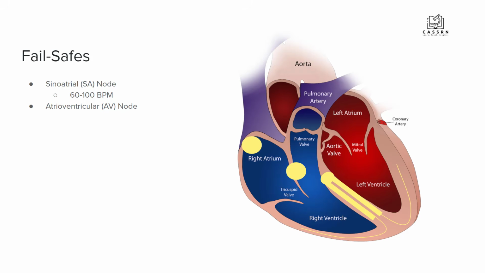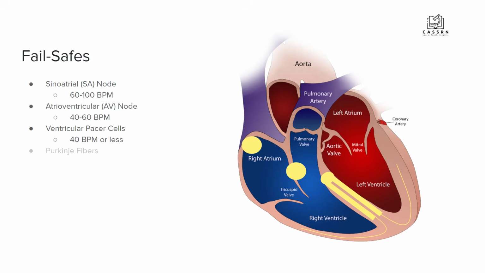Okay, so if the SA node fails for some reason, then we've got our atrioventricular node, and it's going to pick everything up and beat 40 to 60 beats per minute. It's still trying to get blood going and keep everything pumping so that the rest of the body can get the oxygen-rich blood that it needs. Now, if both of those happen to fail, then we've got the ventricular pacer cells, which are inside the ventricles, and those are going to beat at 40 beats per minute or a little bit less. So see, we're slowing down here.